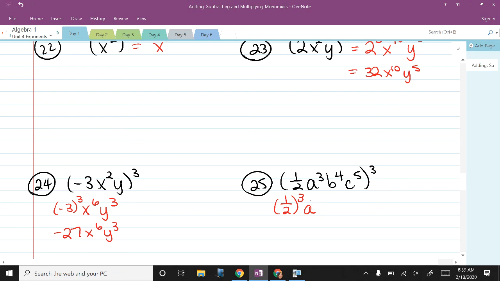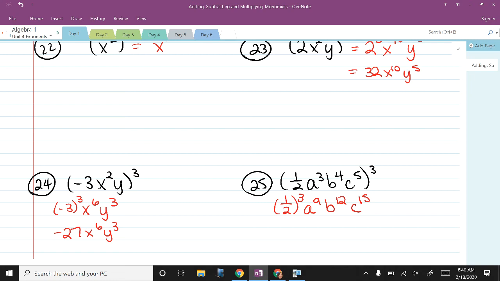So what's A going to be? A to what power? 9. B to what power? 12. C to what power? 15. And so now we just have to evaluate 1/2 to the third power. If you tell me a decimal, I'm going to mark it wrong with my red pen. They did not give you a decimal. Don't you give me a decimal.